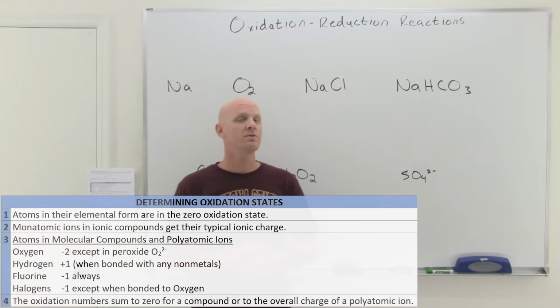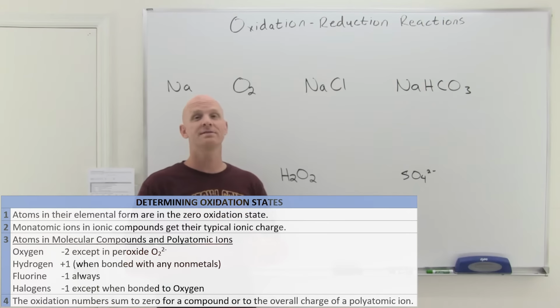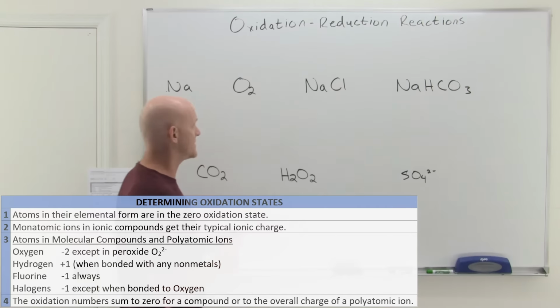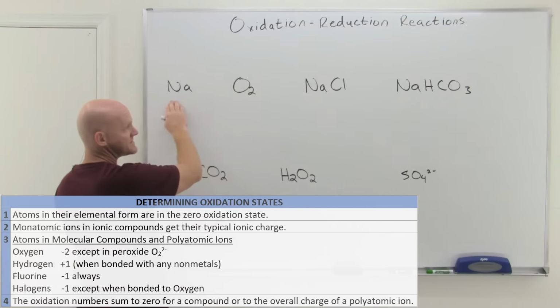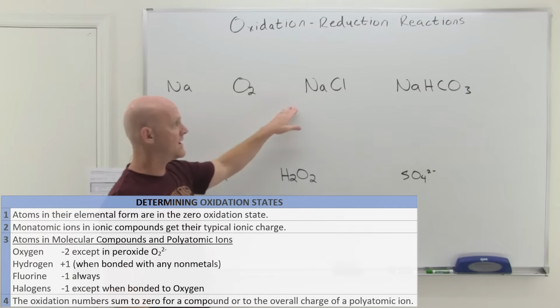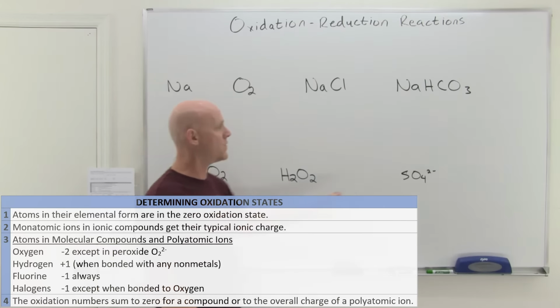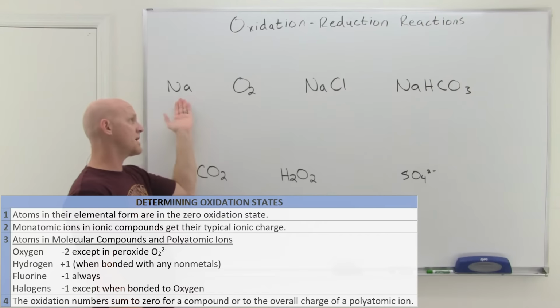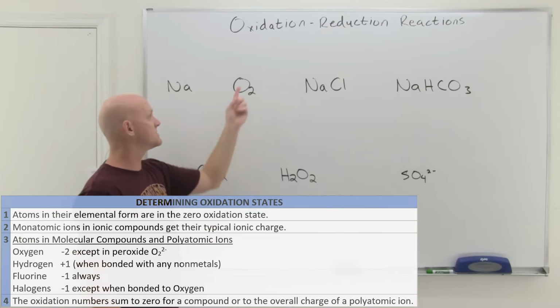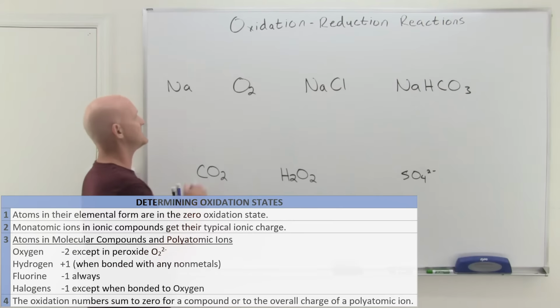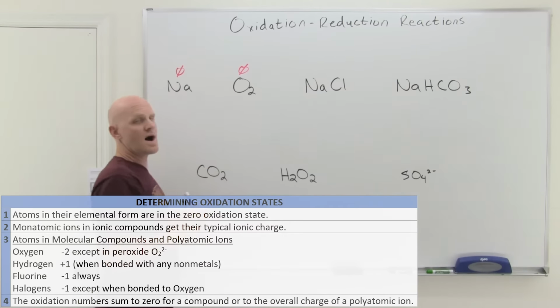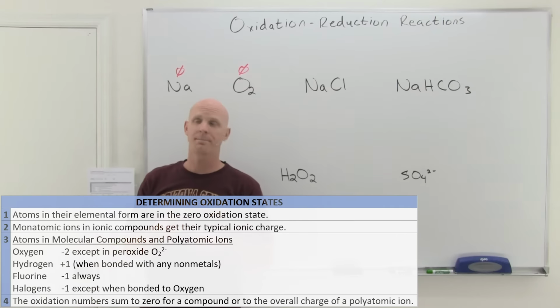But for now, this is a pretty adequate set of rules. And you follow these rules in order. The first rule just says that if you have an element in its elemental form, it is in the 0 oxidation state. In this case, these are the only 2 elements on the board. So everything else up here is either a compound or a polyatomic ion. So one's monatomic, one's diatomic, but notice there's no charge on either one of them, and that's the evidence that you've got an element in its elemental form, in the zero oxidation state. That is rule number 1.